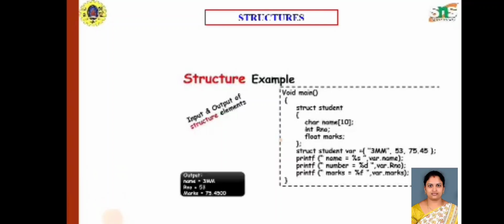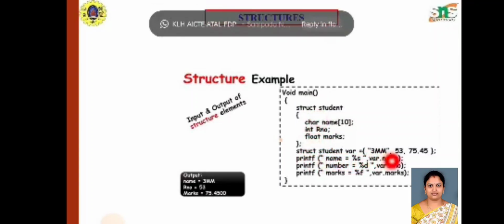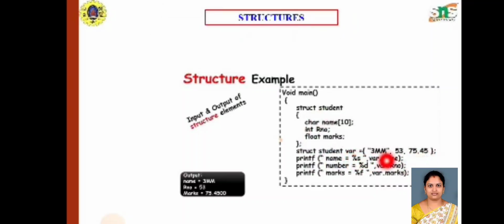Structure example, which is going to take input and output of structure elements. In void main, I have declared the structure here. Student structure consists of name, roll number, marks, which are of data types char, int, float. Then the structure variable student is equal to 3mm, 53, 75.45. So 3mm will be assigned to the name, 53 will be assigned to roll number, 75.45 will be assigned to marks. Then I'm going to print the values which I have passed here.